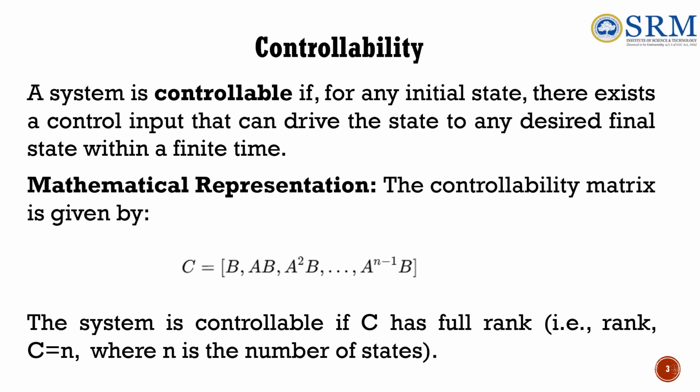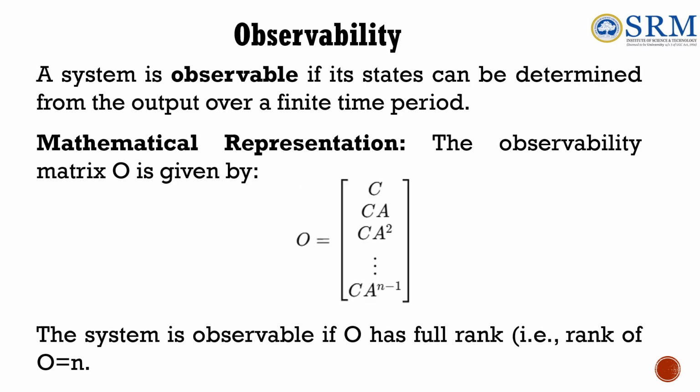Here n is the number of states. The system is controllable if and only if the rank of the matrix C, that is the controllability matrix, is equal to n, the number of states in the system. Controllability ensures that we can influence the system's states entirely through inputs, which is crucial for effective control design.